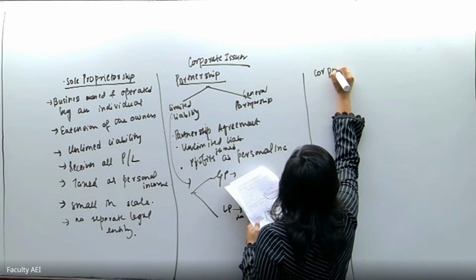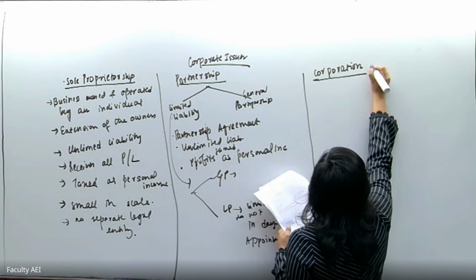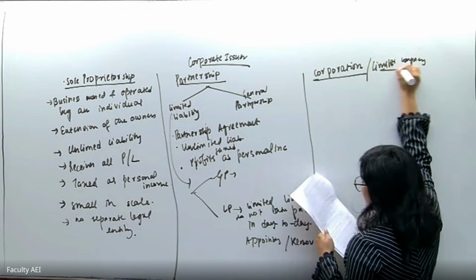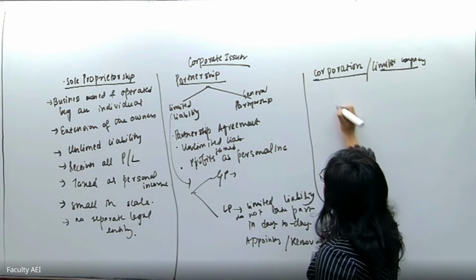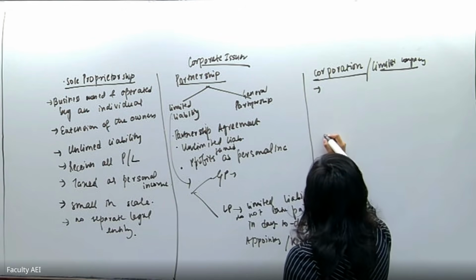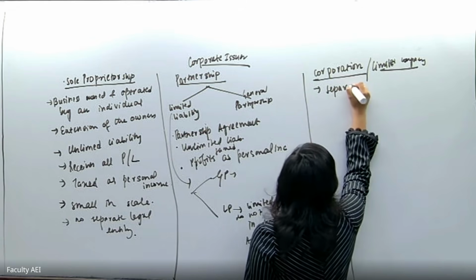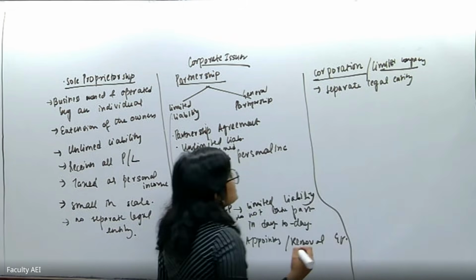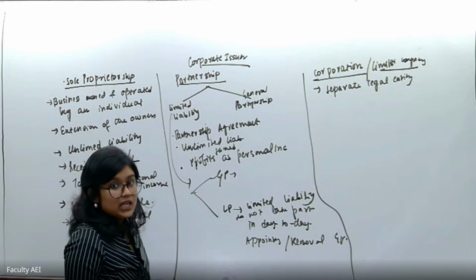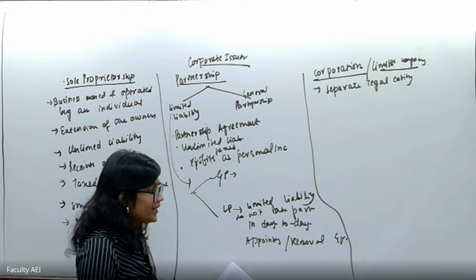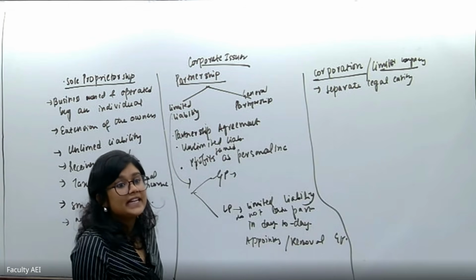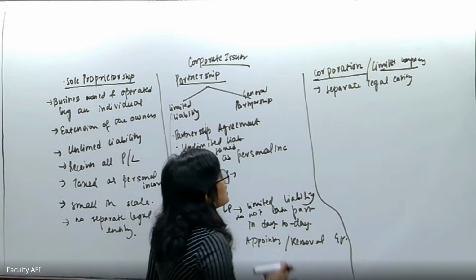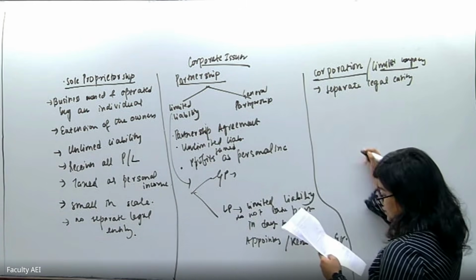Then comes corporation or limited company. Now, the first major difference between sole proprietorship, partnership, and corporation or limited company is that it has a separate legal entity from its owners. That is, the company has the ability to hire people under its own name, fire people under its own name. The company would be paying its own taxes. The company is an entity separate from the owners. The company has its own individual identity.